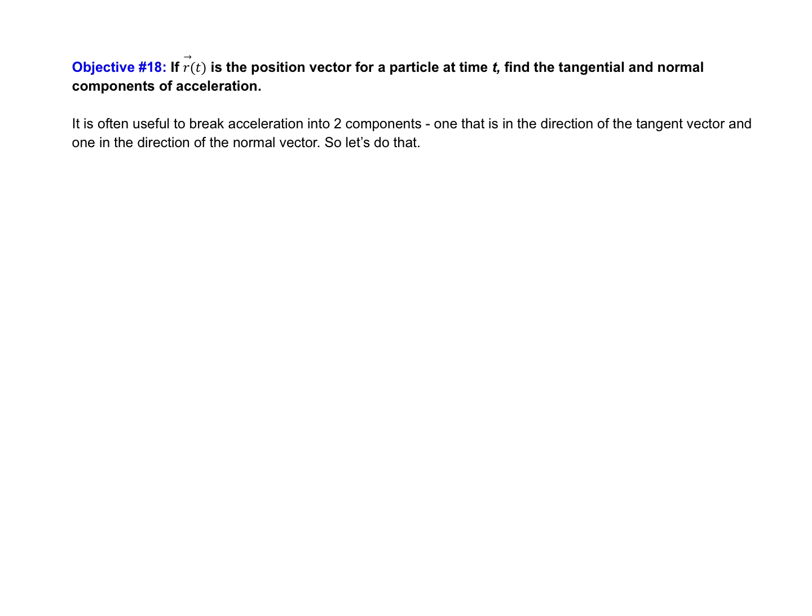It's often useful to break acceleration into two components, one that is in the direction of the tangent vector and one that is in the direction of the normal vector. So that's what we're going to do. So let's start with a figure. Let's say, again, that we have some position function like this, and we're looking at this point right here. Let's say that our acceleration is out here. Well then, we can draw in the unit tangent vector here, might not be to scale. We have our unit normal vector here.